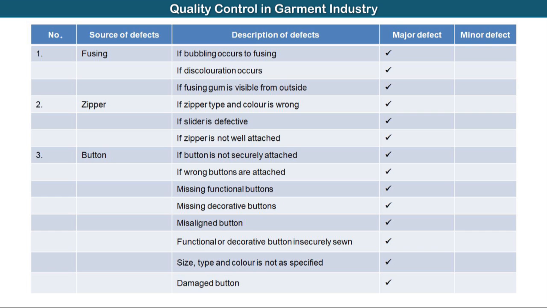Next, if the size, type and color of the button is not as per specified, that also comes under the major defect. Damaged button: if the button is damaged, broken, or has some manufacturing defect, a damaged button comes under the major defect.